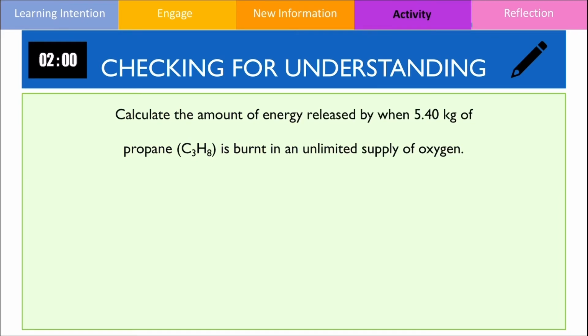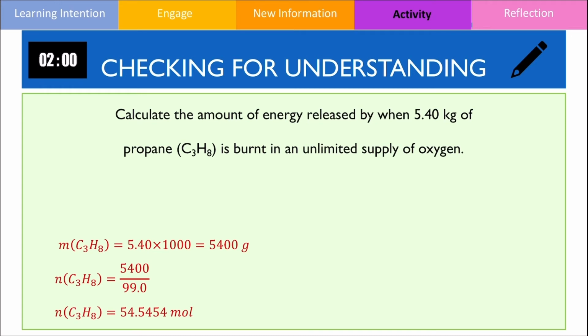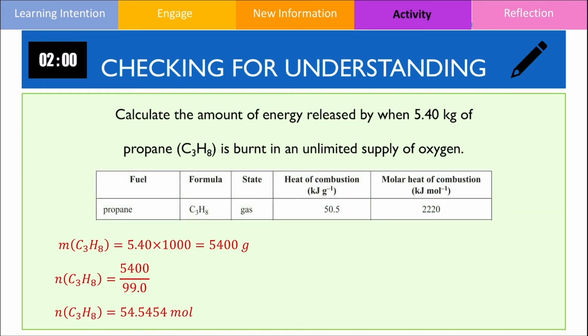To begin, we will first convert kilograms to grams by multiplying by 1000. From there, the number of moles of propane can be calculated by dividing 5400 by its molar mass, giving us an answer of 54.54 moles. According to the data booklet, 1 mole of propane releases 2220 kilojoules of energy.